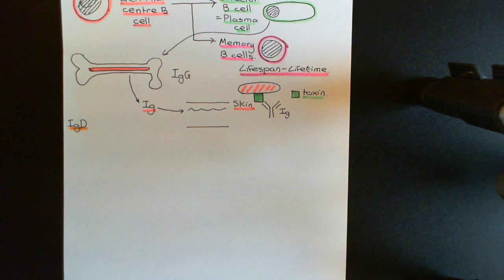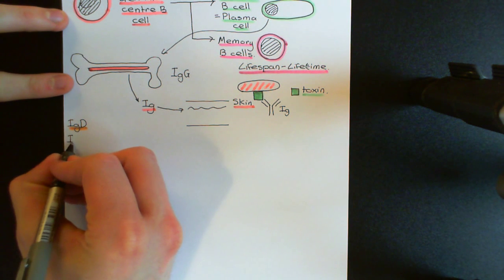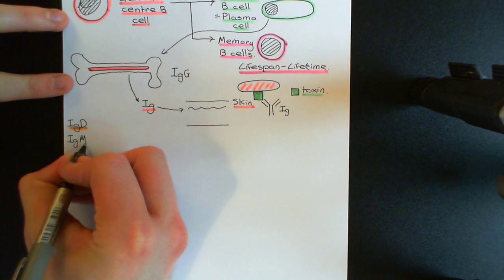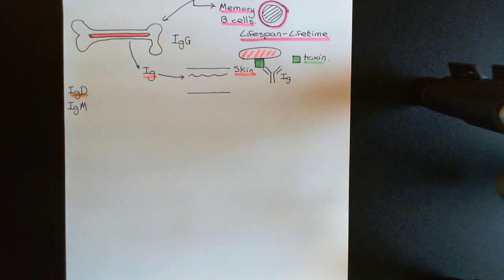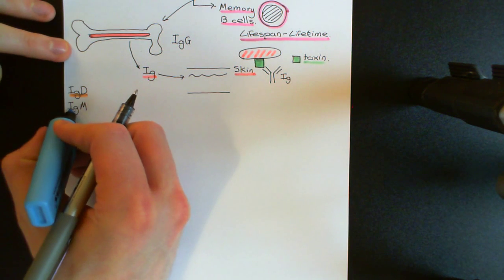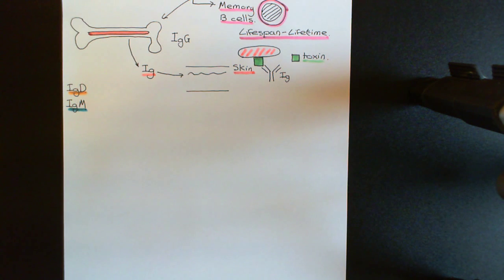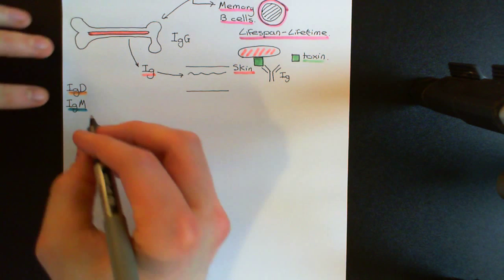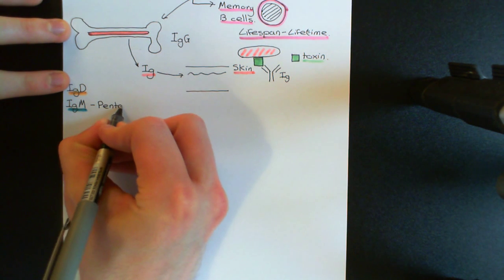Okay, so that's IgD. Let's now go on to one that can actually be produced in the secreted form, and all the others can be produced in the secreted form. Let's now go on to IgM. Okay, so IgM, secreted IgM. So secreted IgM immunoglobulin molecules tend to actually form pentamers. So IgM molecules tend to form pentamers.